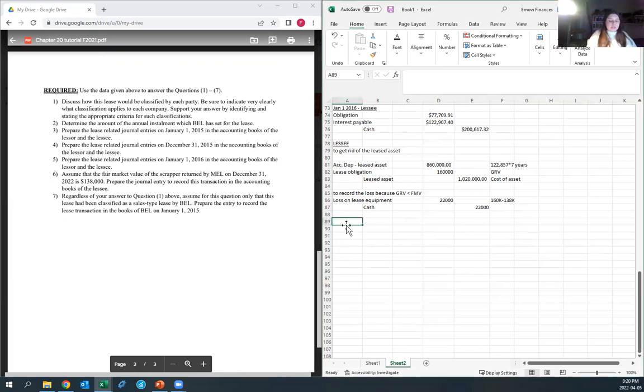So first, my lease payments receivable. The amount I'm going to take is my minimum lease payment times the number of lease terms plus my guaranteed residual value. So it's going to be my 200,617 times 7 years plus 160,000.